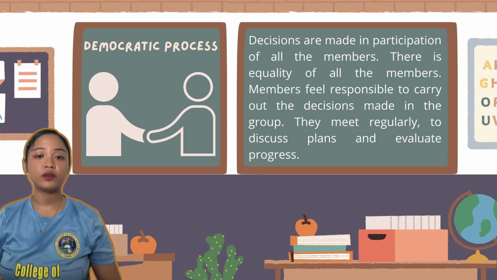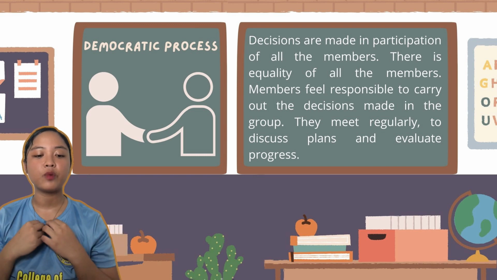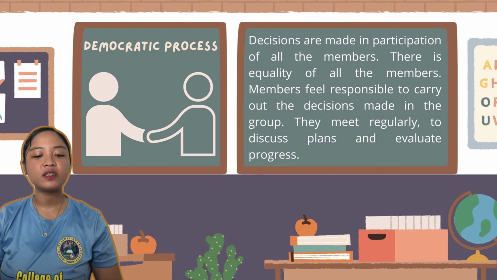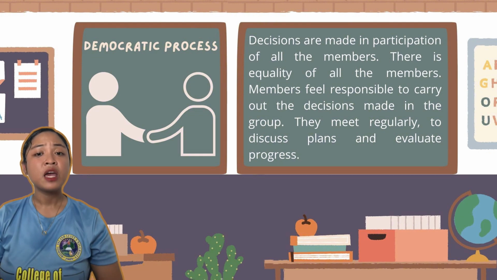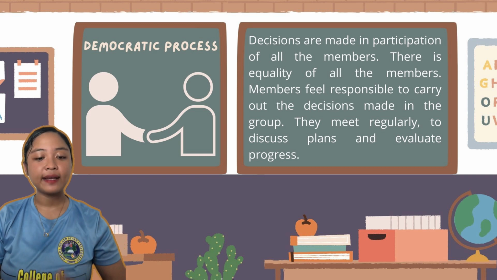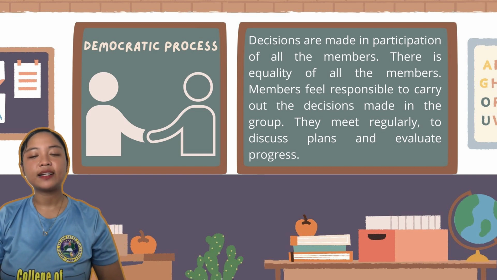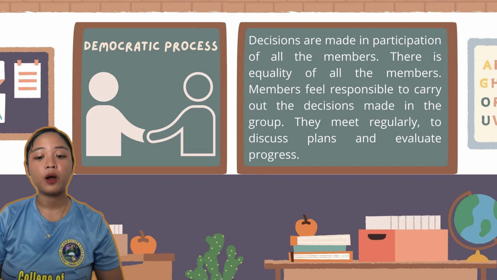So, equality. The democratic process has equality. Everyone feels valued and respected regardless of their position. So, everyone shows respect and values regardless of the position of the task they will do.